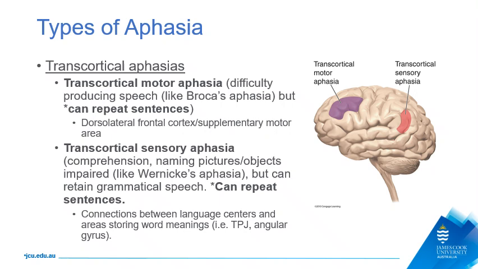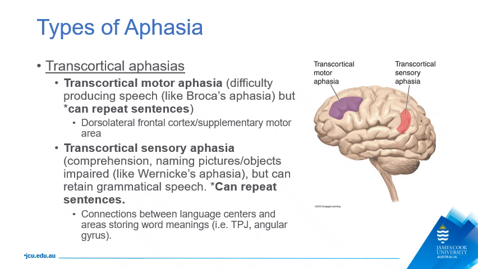And now we look at the fifth type of aphasia, which is transcortical aphasia, divided into two subtypes. The first is transcortical motor aphasia, difficulty with producing speech. It is very much like Broca's aphasia, because the area is very close to Broca's area. But people with this kind of motor aphasia can still repeat sentences.